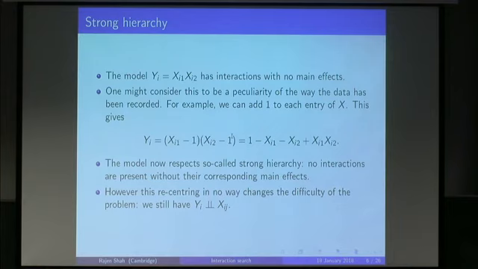But then, of course, what we could do is add 1 to each entry of x, and then we could write our model in this fashion here. And so here we do have these main effects present when we write down the model, but this in no way changes the difficulty of the problem, right? We still have that y is going to be independent of every single variable, right? So although we can see the main effects in here, they're not going to be easy to find at all, because we still have this independence. Okay.